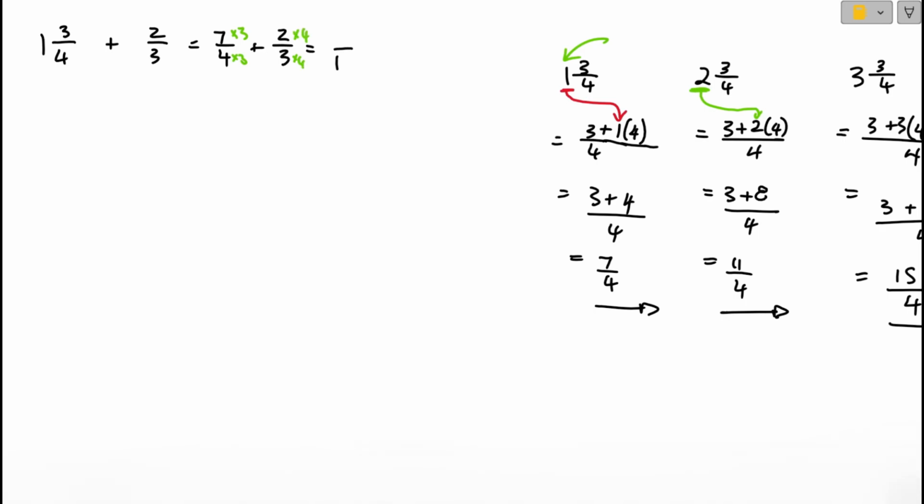Okay, so we know that the denominator should be 12. 7 times 3 will give me 7, 14, 21. Plus 2 times 4 will give me 8. So now that we see that denominators are now the same, let's just go ahead and sum up the numerators. So 21 plus 8, that will give us 29. Okay, cool.